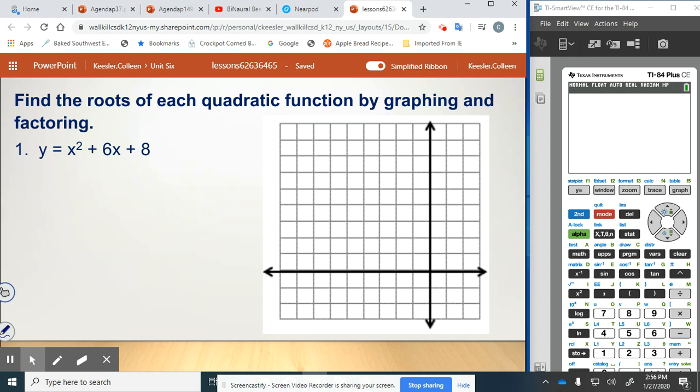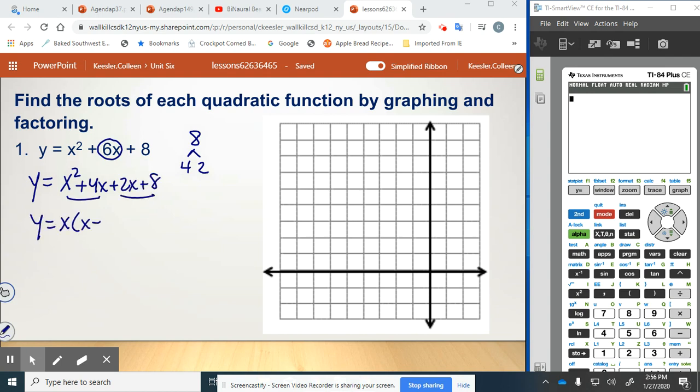So taking a look at number 1, we could factor this first. Think about when we set this equal to 0, how we solved it. So we know that the factors of 8 that have a sum of 6 are 4 and 2. So I can go through the process of factoring. It's x squared plus 4x plus 2x plus 8, group and group. So that's y equals x times x plus 4 plus 2 times x plus 4. So y equals x plus 4 and x plus 2.